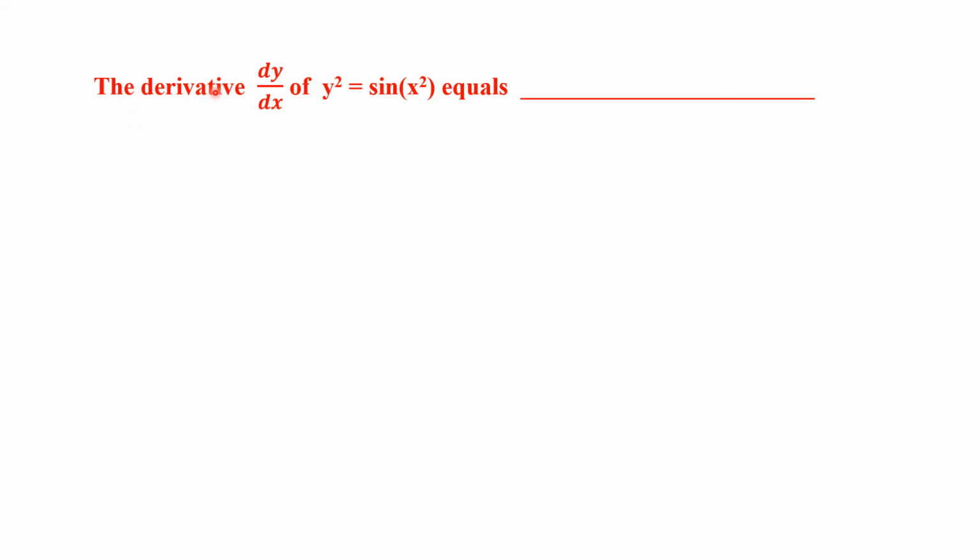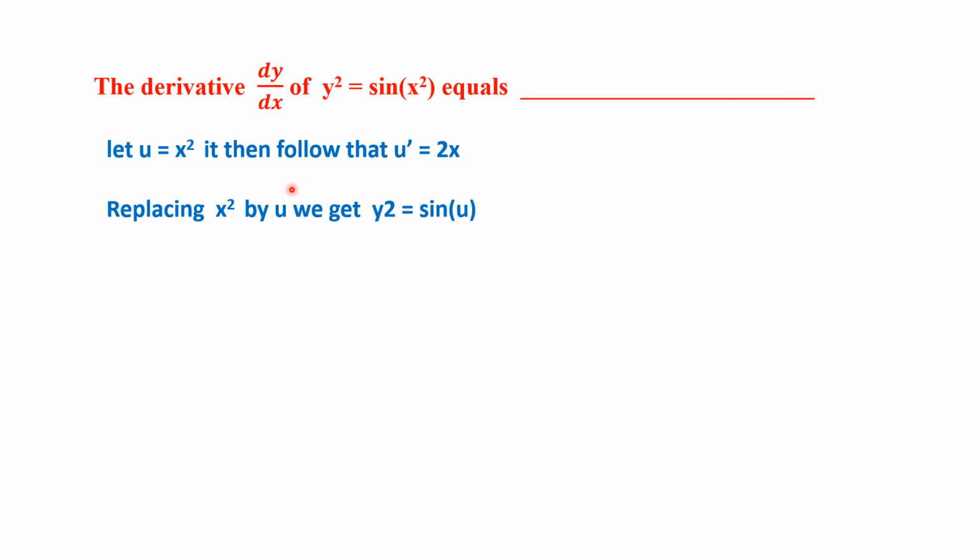The derivative dy by dx of y squared equal to sine x squared equals... Let u equal x squared. It then follows that u prime equals 2x. Replacing x squared by u, we get y squared equal to sine u.